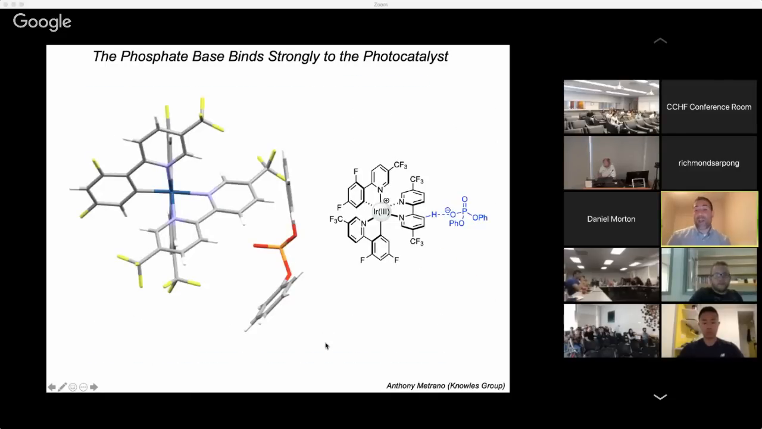And Rob's group actually obtained this beautiful crystal structure of the iridium system bound to the phosphate base, and you can see the interaction right here. So nice evidence of that coordination as well.